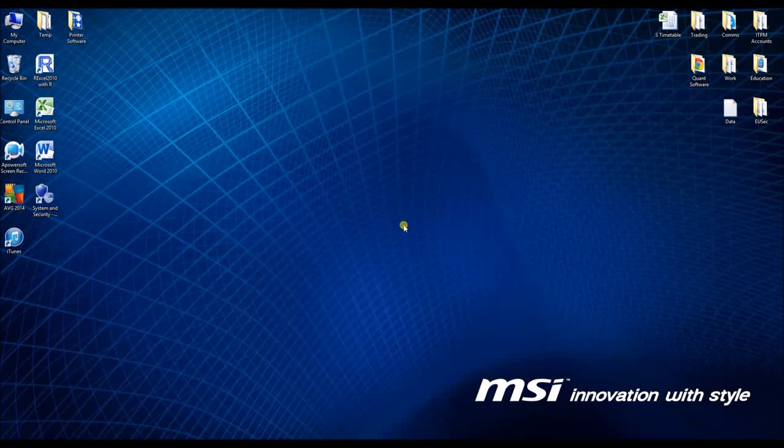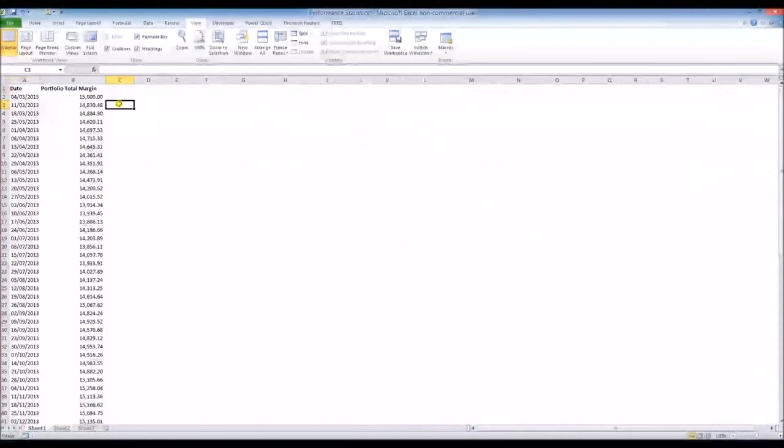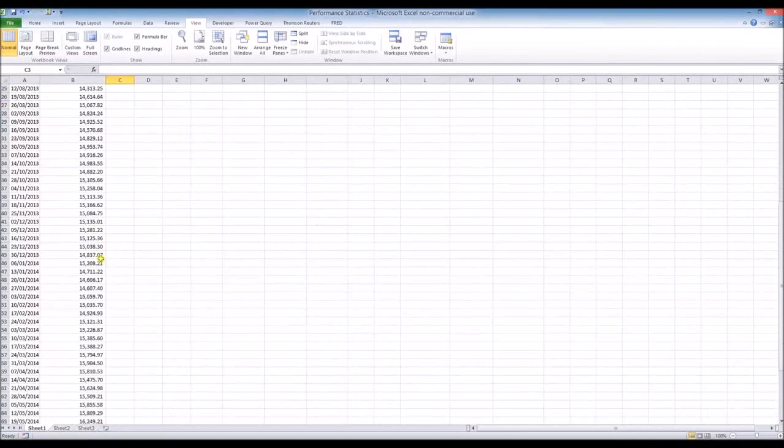So I'm going to start with about a year's worth of simulated portfolio margin data, and I've got that created here in Excel. So this is just some simulated data for portfolio total margin from 2013 to 2014, just a bit over a year, almost a year and a half.